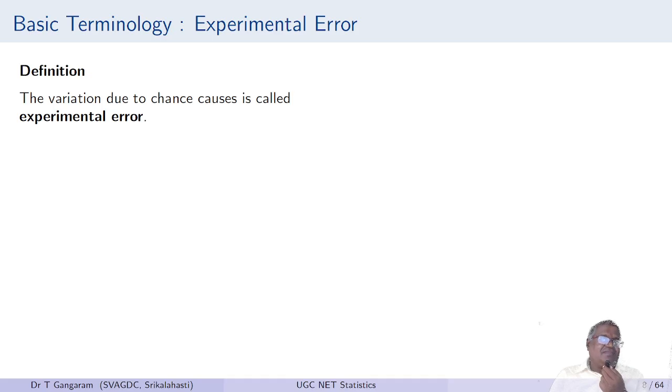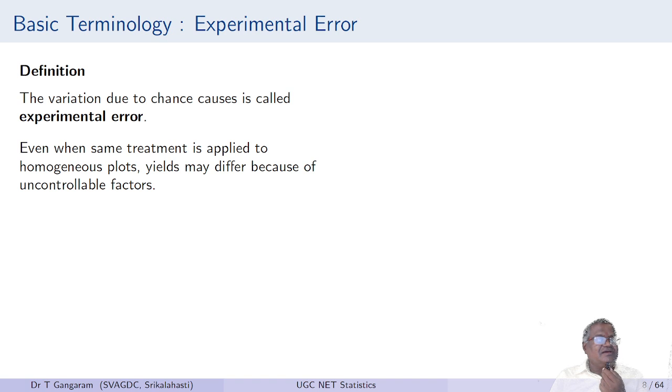The next one is experimental error. The variation due to chance causes is called experimental error. If the same treatment is applied to several homogeneous plots, still yields may differ because of uncontrollable factors.